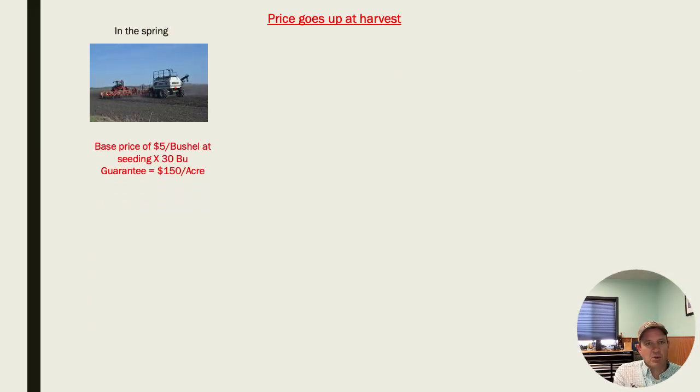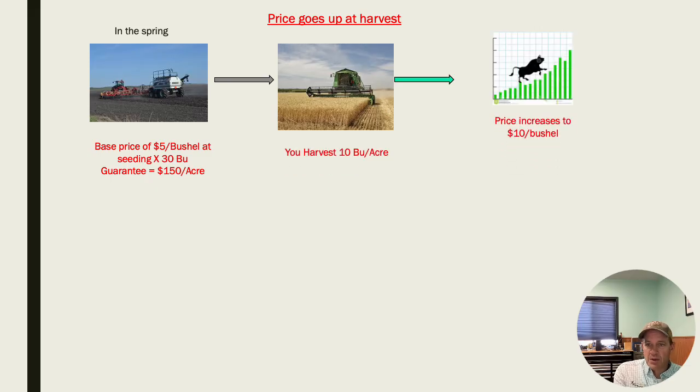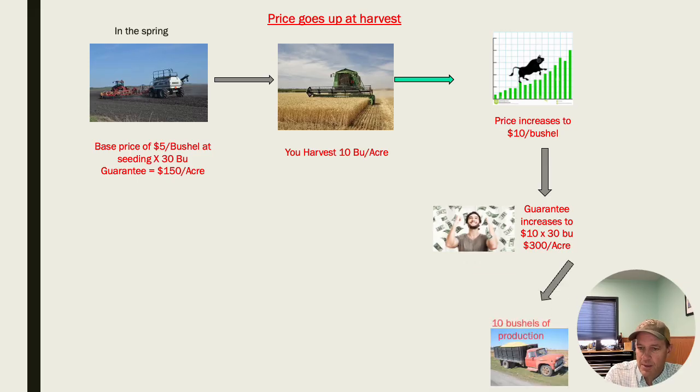So how does revenue protection work? If the price goes up in the spring, let's say we start at $5 a bushel, you have a 30 bushel guarantee, you'd be guaranteed $150 an acre payment. You harvest 10 bushels an acre, but then we're going to say the price of wheat goes up to $10 a bushel when they do the harvest price. So for your claim, first off, they're going to increase your guarantee to $300 an acre. So they're going to take your 30 bushel guarantee, but now take it times $10. So if you cut 0 wheat in this unit, you'd get $300 an acre back, even though you paid premium on 150. So this is what happens when it goes up.